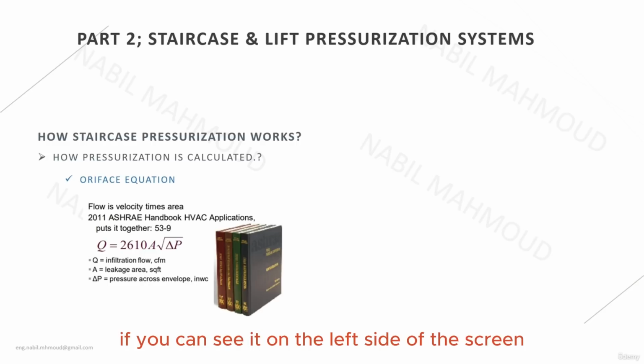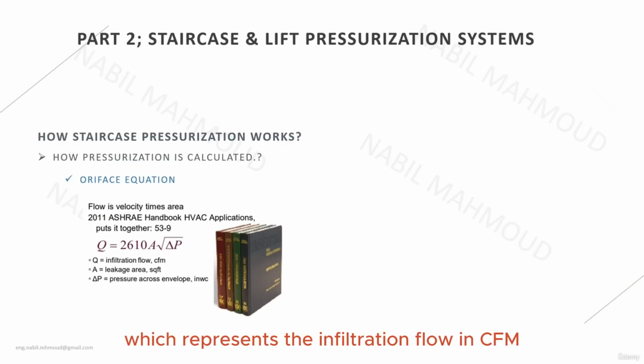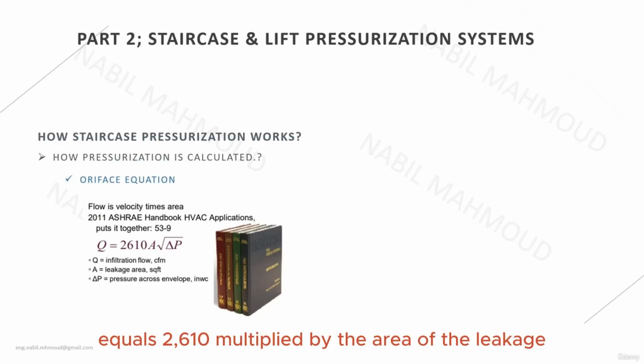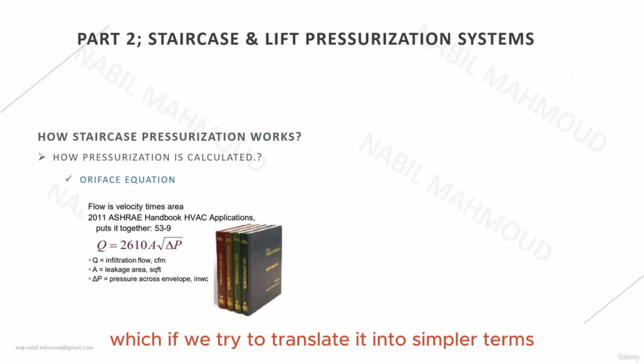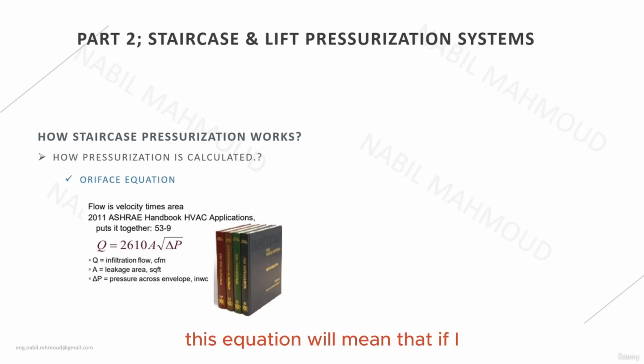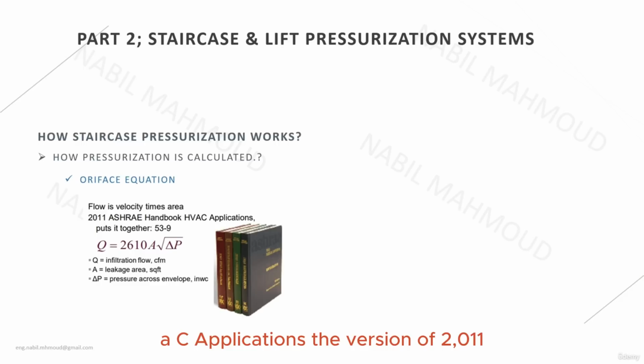And the orifice equation, if you can see it on the left side of the screen, you can see that Q, which represents the infiltration flow in CFM, equals 2610 multiplied by the area of the leakage multiplied by the square root of the pressure difference. If we try to translate it into simpler terms, this equation means that if I, as a designer, wanted to maintain a specified amount of pressurization, and if I have the area of the leakage, then I can easily obtain the pressurization CFM that I need to supply into the place. And this equation is obtained from ASHRAE Handbook HVAC Applications, the version of 2011.